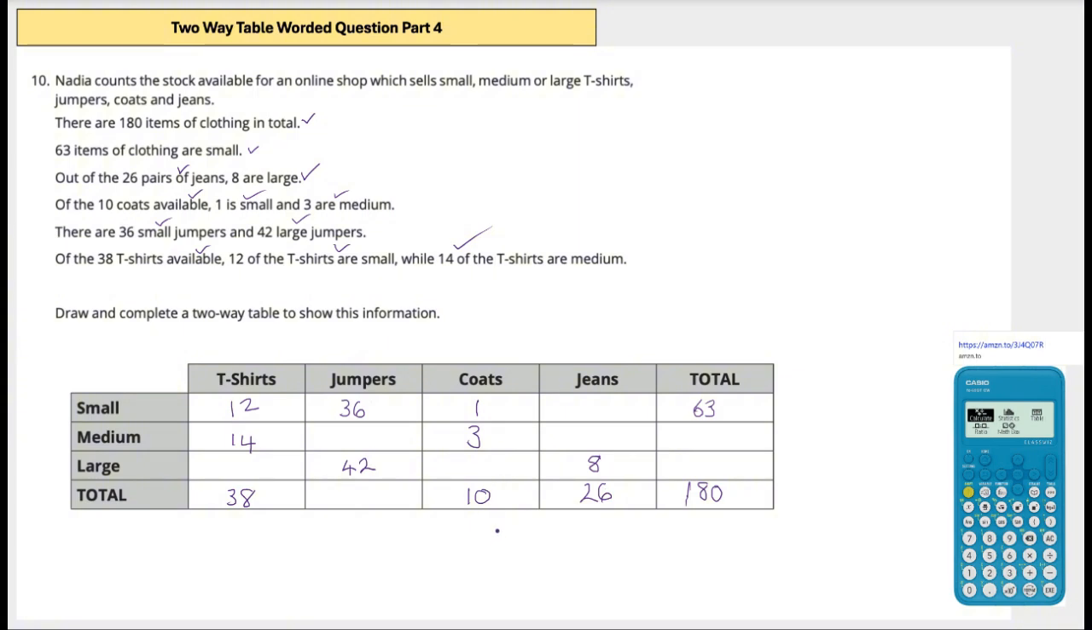Let's go to where we think our first easiest solution would be. So I'm going to go with this. So we've got 6, 12 plus 14.